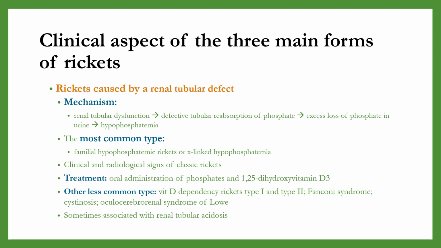Clinical and radiological signs of classic rickets. The treatment is the oral administration of phosphates and 1,25-dihydroxy vitamin D3. Other less common types are vitamin D dependency rickets type 1 and type 2, Fanconi syndrome, cystinosis, oculocerebrorenal syndrome of Lowe, and it could also sometimes be associated with renal tubular acidosis.